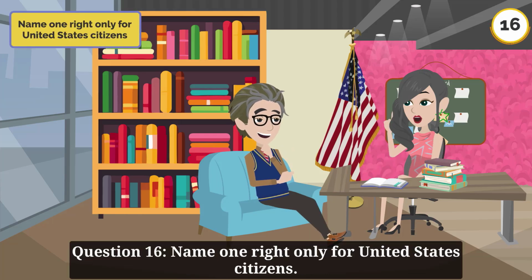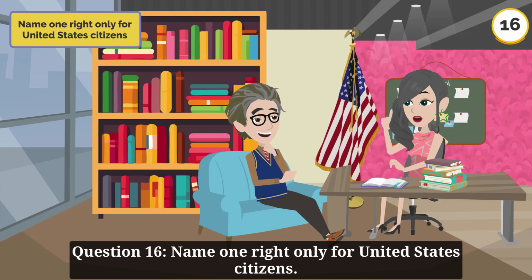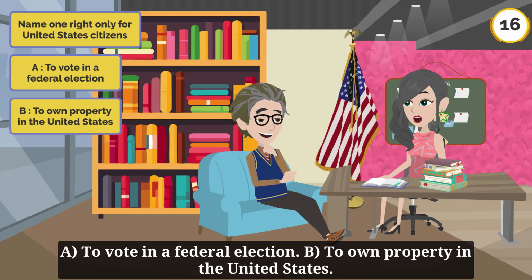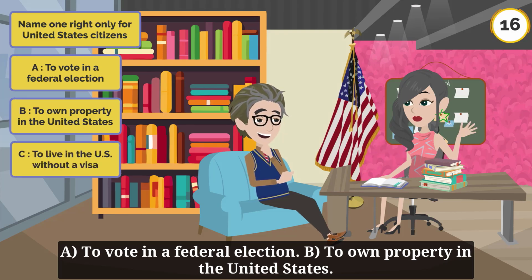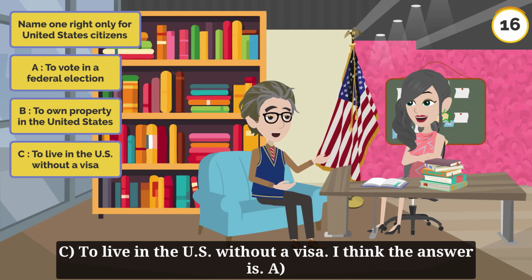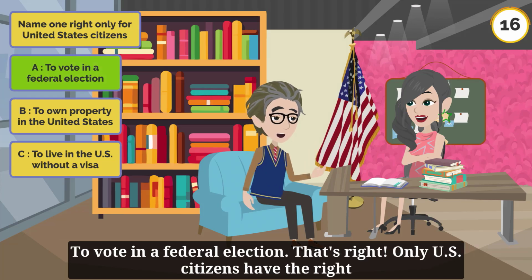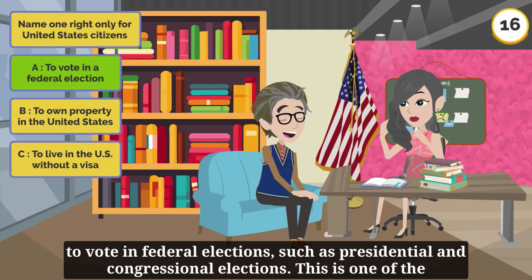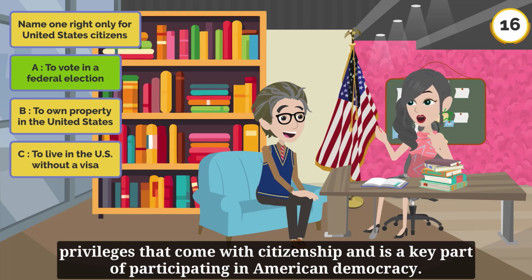Question 16. Name one right only for United States citizens. A. To vote in a federal election. B. To own property in the United States. C. To live in the U.S. without a visa. I think the answer is A. To vote in a federal election. That's right. Only U.S. citizens have the right to vote in federal elections, such as presidential and congressional elections. This is one of the privileges that come with citizenship and is a key part of participating in American democracy.